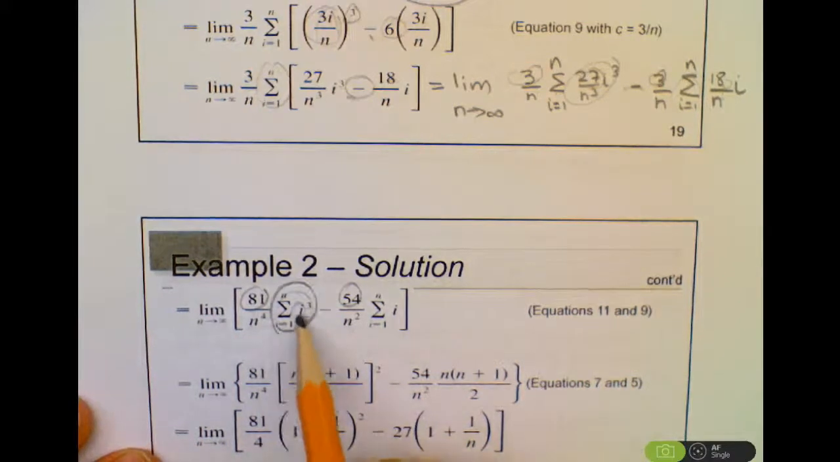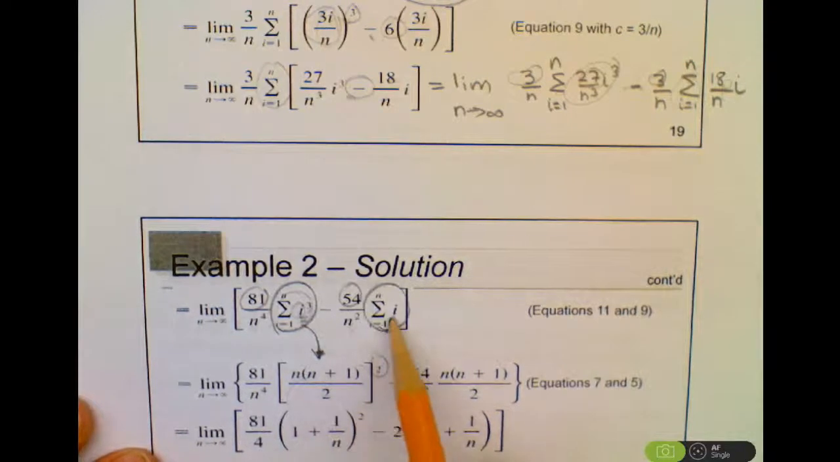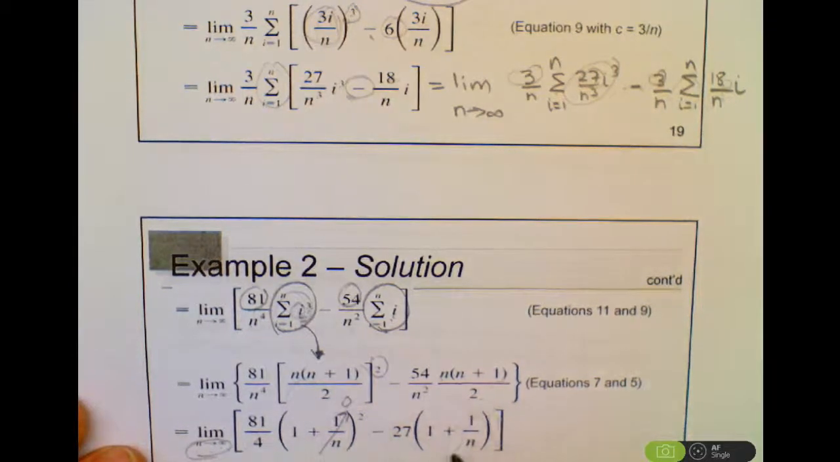Now, the summation of all the first n cube numbers, we know by formula is n times n plus 1 over 2 squared, and we got that from previous slides. And then the summation of the first n numbers, or the first i numbers, is n times n plus 1 over 2. So in here we can simplify the n's, and then we have this expression for which we can apply the limit as n approaches infinity. As n grows very large, this is almost 0, and this is almost 0. So it turns out to be simply 81 over 4 minus 27, which is negative 6.75.